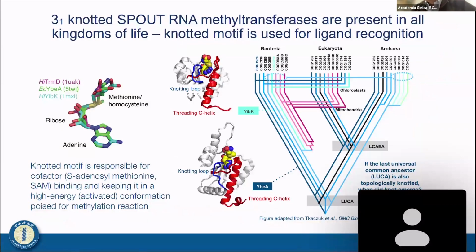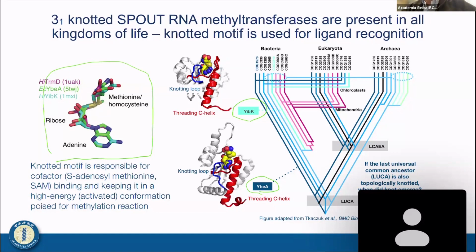The other aspect of knotted protein study that we are doing, and this is actually sponsored by SKCM² for Qi Jun's postdoc fellowship, we are asking the question of what is the evolution or evolutionary trail of these knotted proteins. The system we look at is a family of RNA methyltransferases called the SPOUT family that I showed you before. We have YBEA and the YPK. They look quite different, but they share the same motif to bind to this cofactor as a methyl donor.